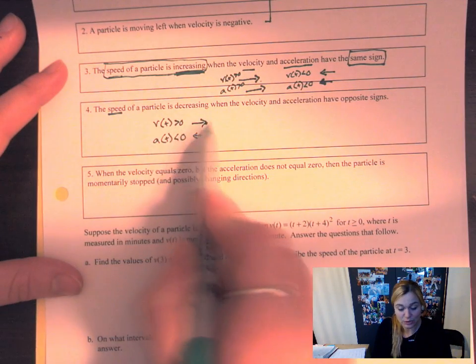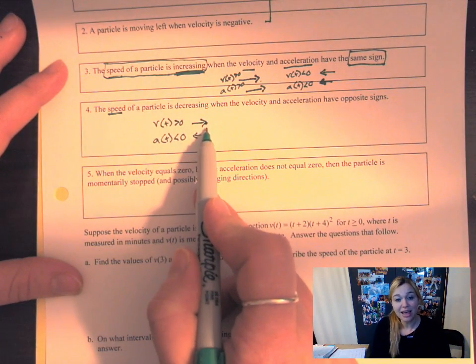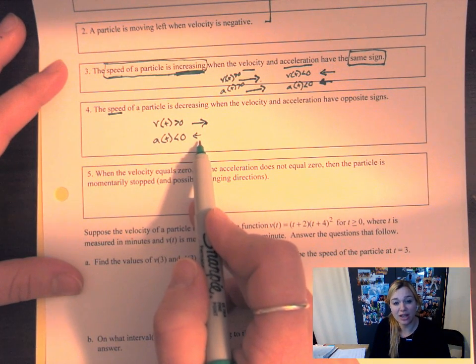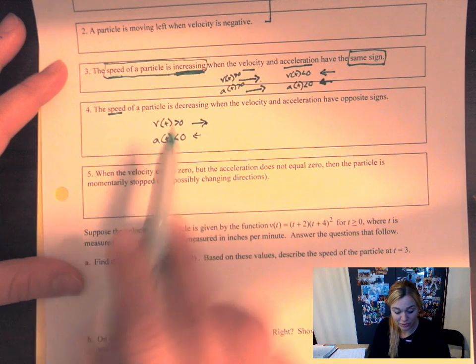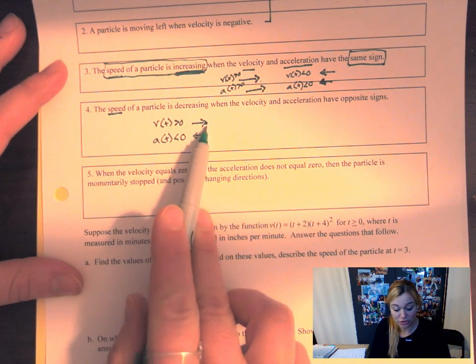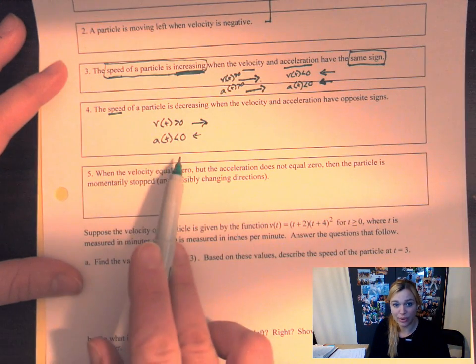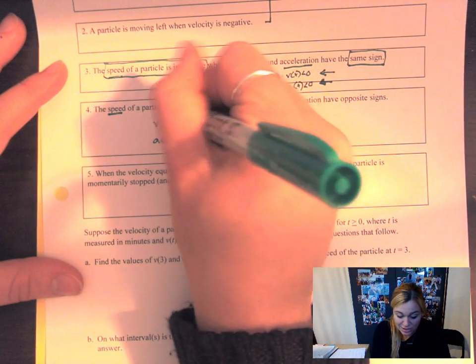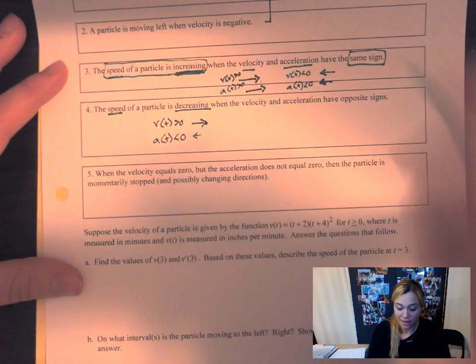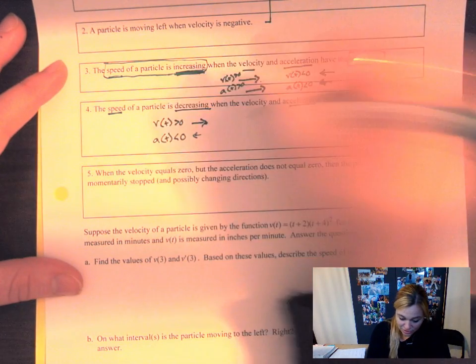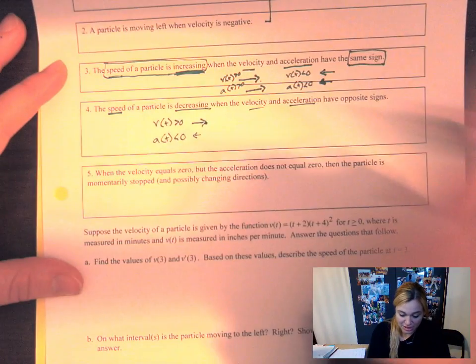The velocity is the one that controls the direction of the particle, but this acceleration, think about it, it's the rate of change of velocity, so it's applying a force. Like in this case, the particle is moving to the right, but acceleration is less than 0, you're putting on the brakes. You're slowing down. The particle is decreasing its speed. Velocity and acceleration have opposite signs.